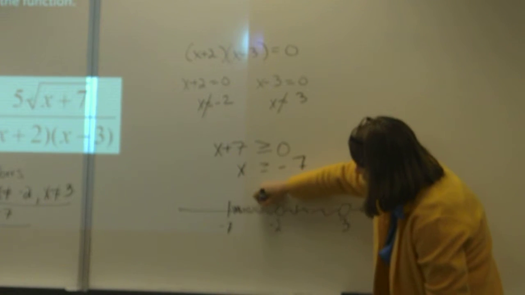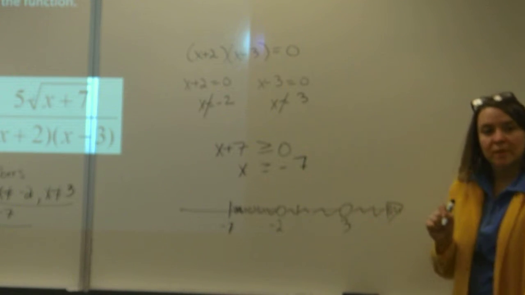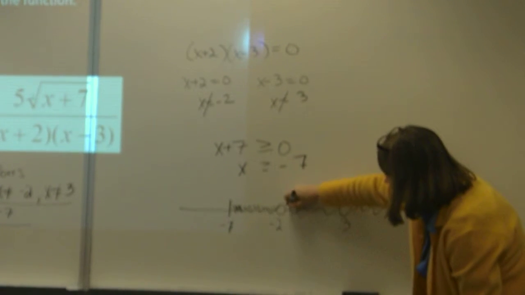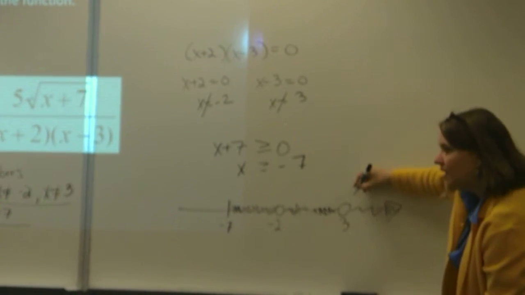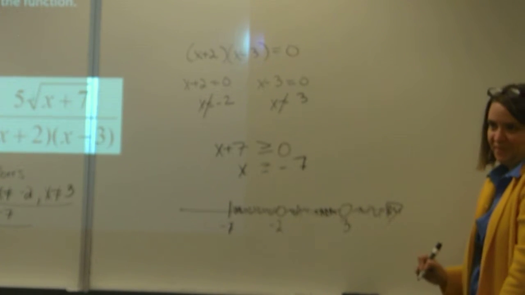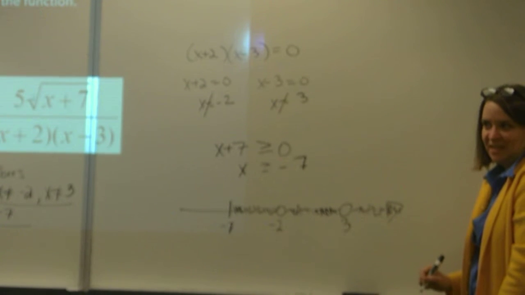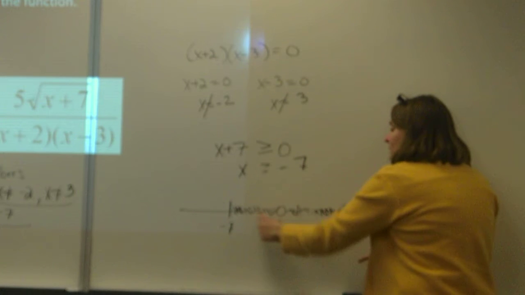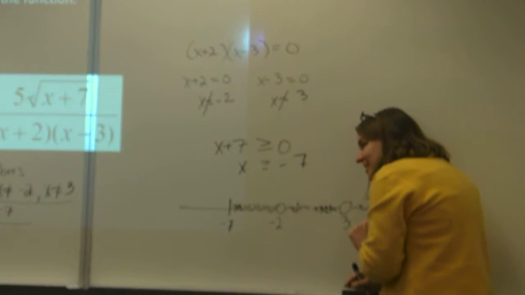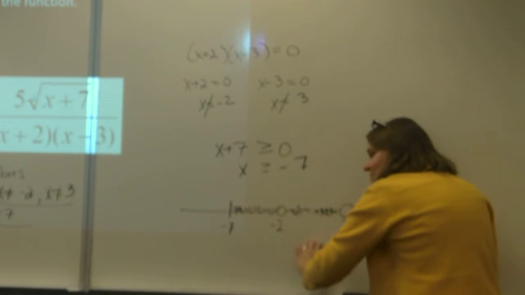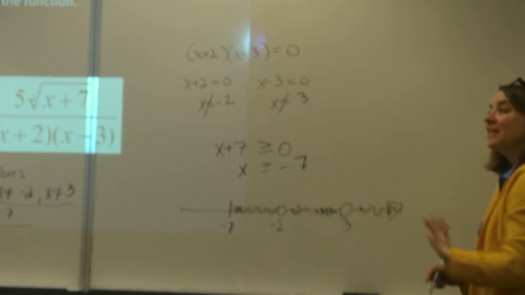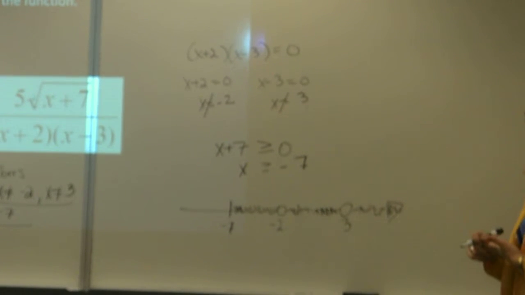And so we're only gonna include real numbers between -7 and -2, -2 and 3, and anything bigger than 3. 1, 2, 3 shaded intervals. Can you write down 1, 2, 3 intervals connected by 2 union symbols?